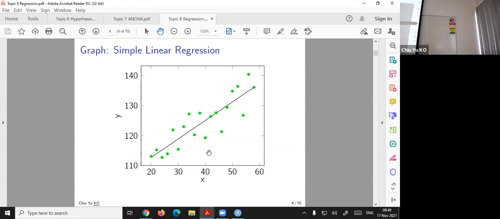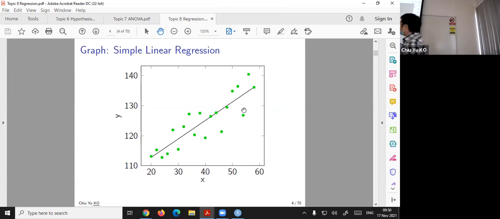Just like this green dot, you compare it to the line. The distance, and we want to minimize the square of this distance. That's why it's called the least square method. The vertical distance is being minimized, and this is what we want to do.